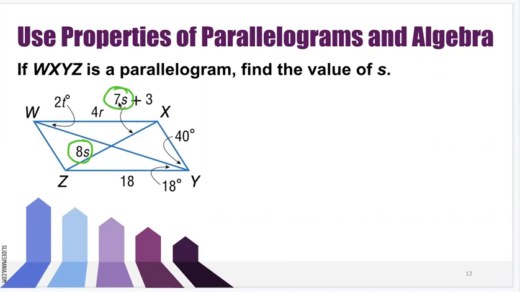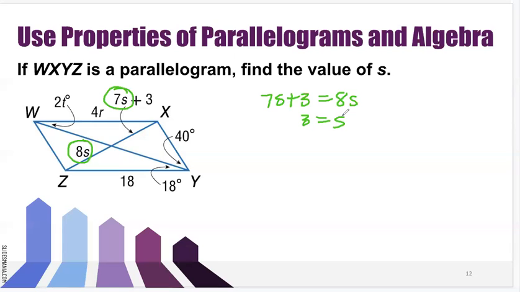Carissa, what did you get? I got 3. How do you get that? I said 7s plus 3 equals 8s, and then I solved it. I subtracted the 3 and did the rest, and I just got s equals 3. Now, how did you know that 7s plus 3 is equal to 8s?